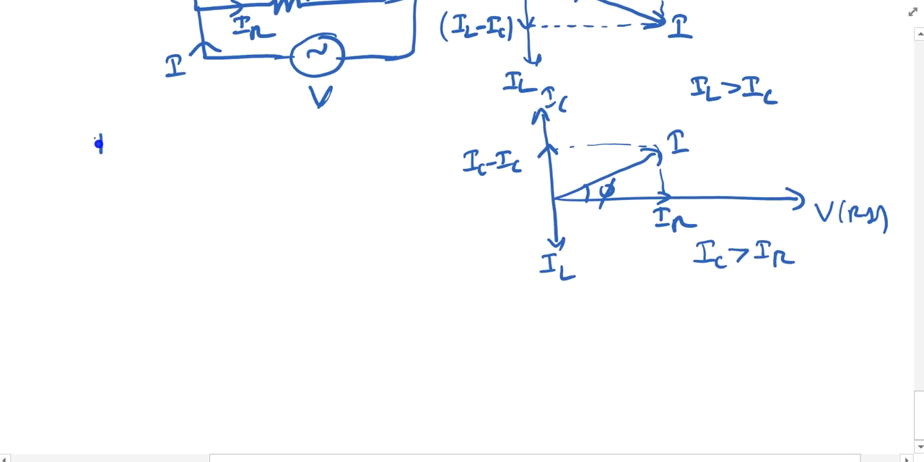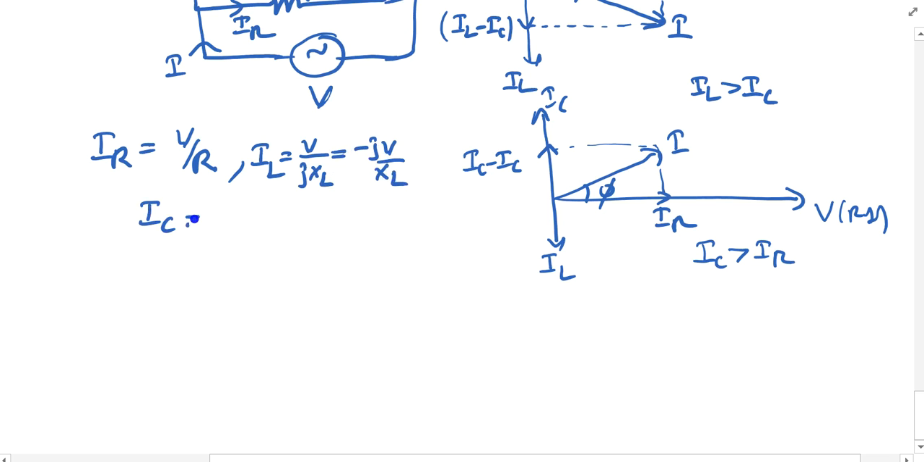Now we'll go for what the IR is here. It is V by R. If you want to write what IL is, IL is nothing but V by Z into XL, or I can write minus J into V by XL. This is also I can write.